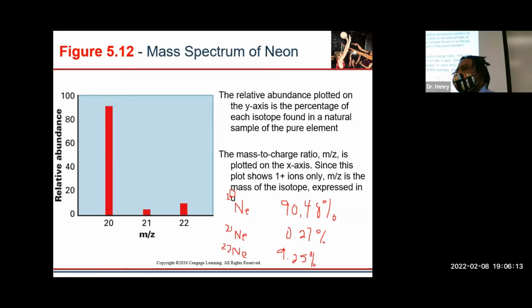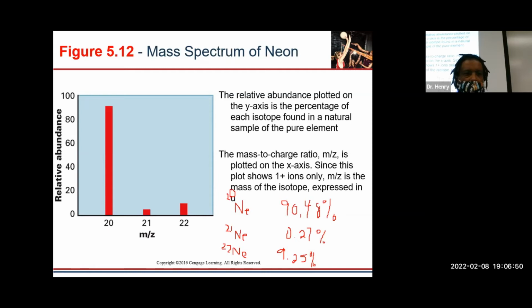Okay, so let me put this in terms that we understand. If I had 100 neon atoms, 90% of them are going to be neon 20. 9% of them are going to be neon 22. And only 0.27% of them, less than 1, is going to be neon 21. Okay. So if we look at the periodic table, the mass on the periodic table is just the average of all of the neon isotopes.